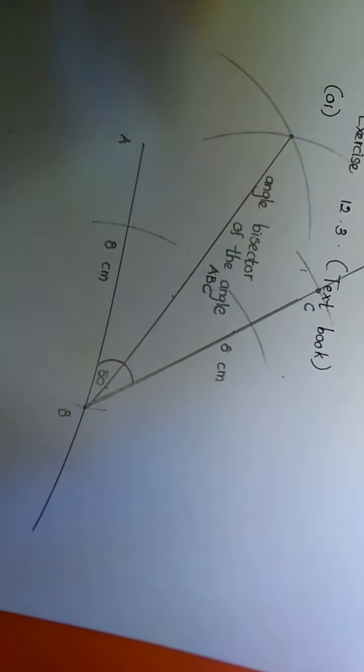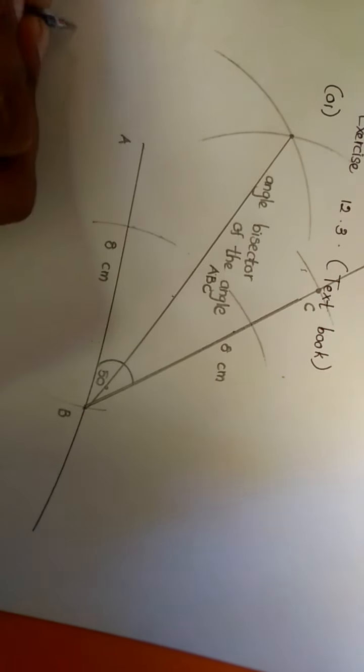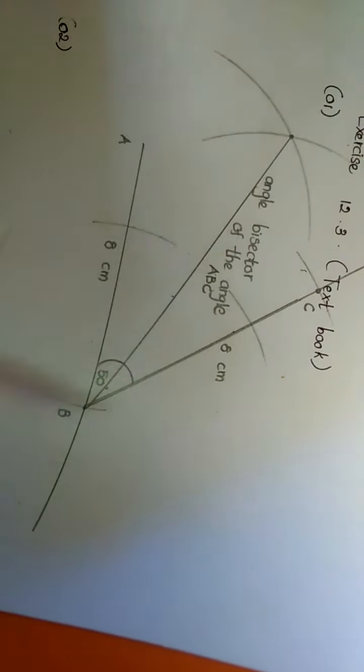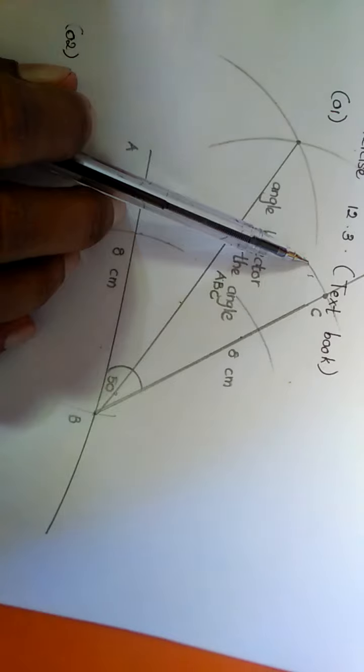So I hope you can understand this one. As a practice, now do question number 2 of exercise 12.3. Before that, I will show you again how to draw the angle bisector. So I will just do an example to show you. No need to draw this again. You can continue the previous things. This is another example I will show you how to do.